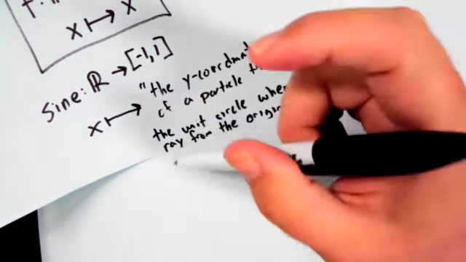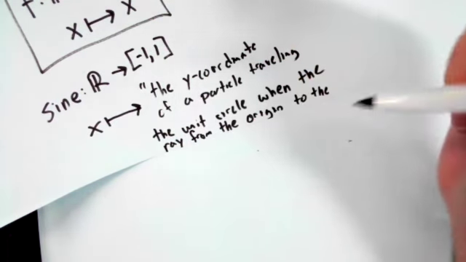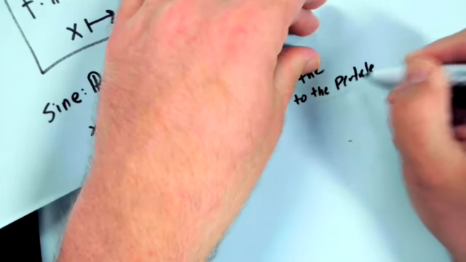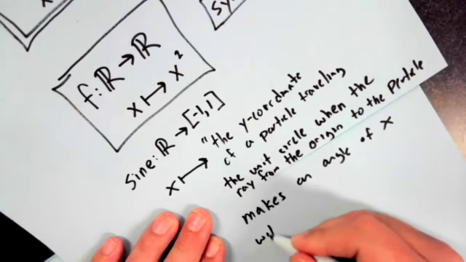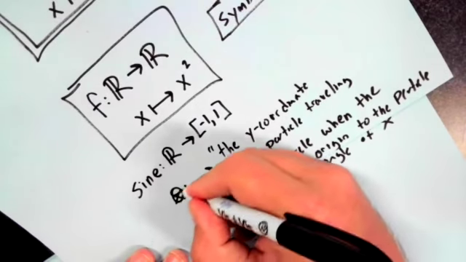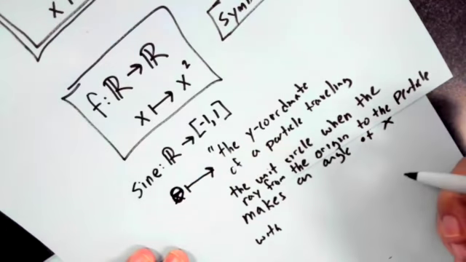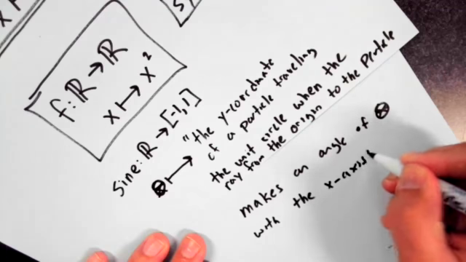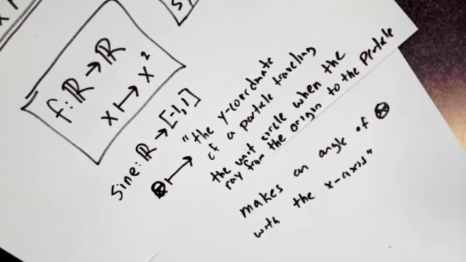The y-coordinate of a particle traveling the unit circle when the ray from the origin to the particle makes an angle of x, and this is why theta would have been a better choice here, makes an angle of theta with the x-axis. That's the definition of sine. When you say sine of x, you're assuming that you know how to calculate it, that you know what that is. That's like 300 years of mathematical challenges, going from this description to how to actually get a number.